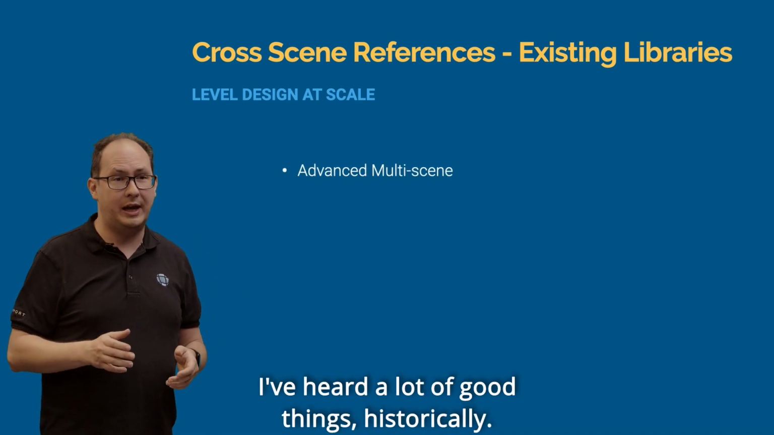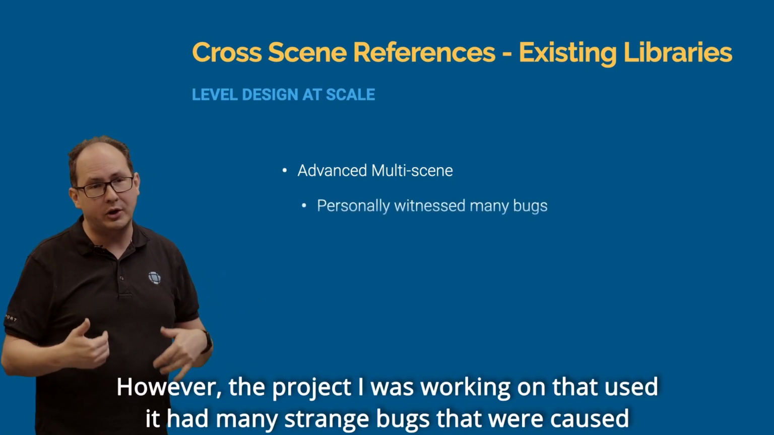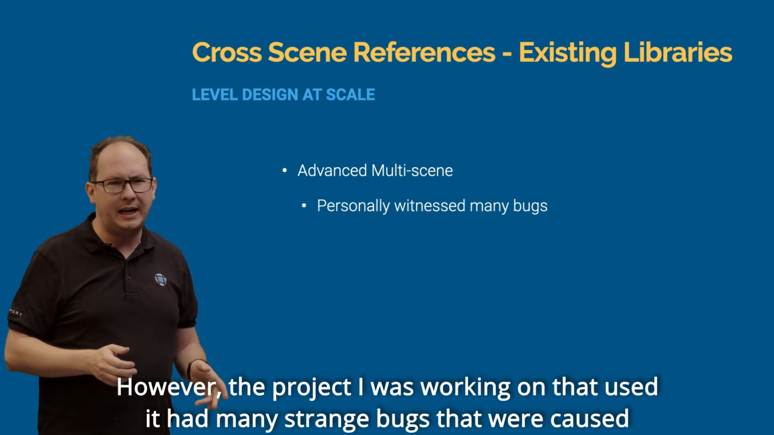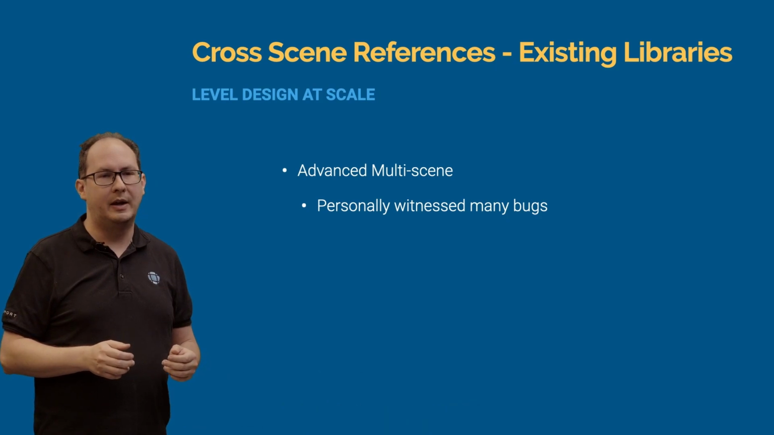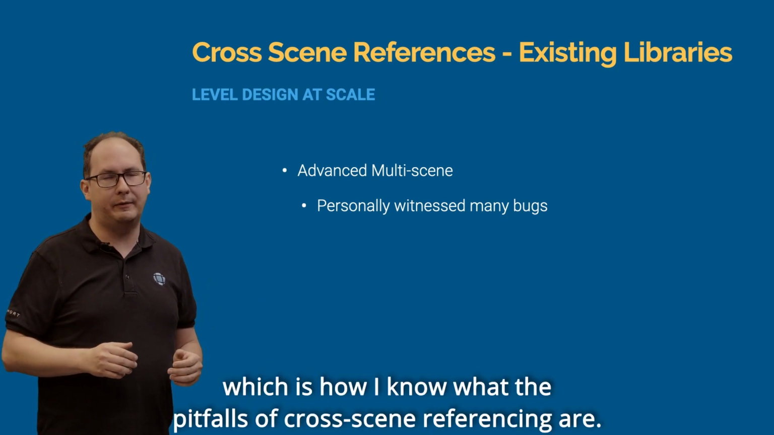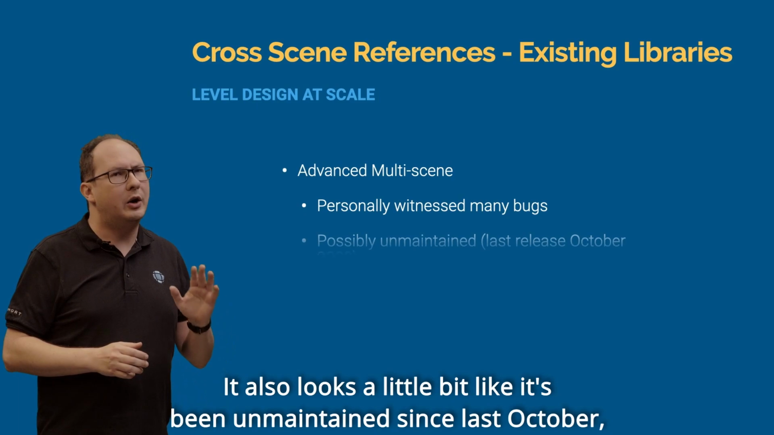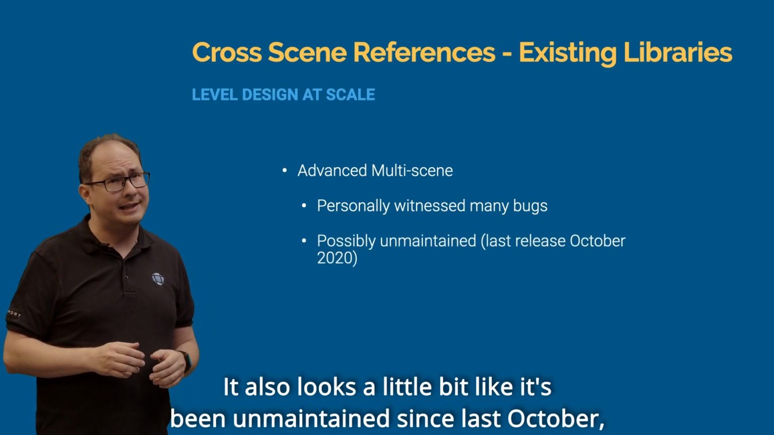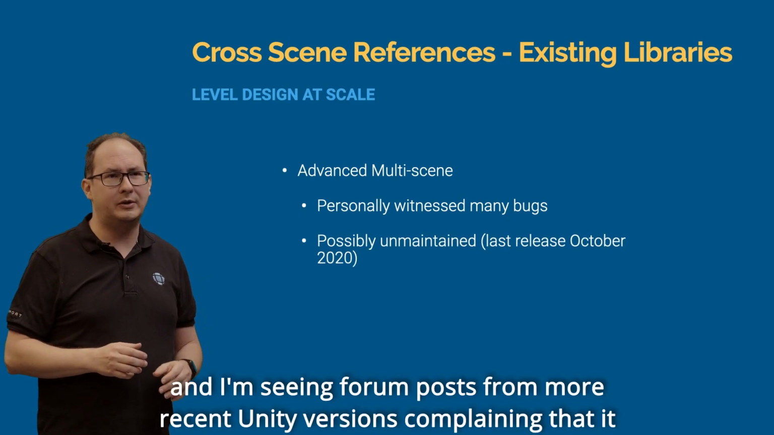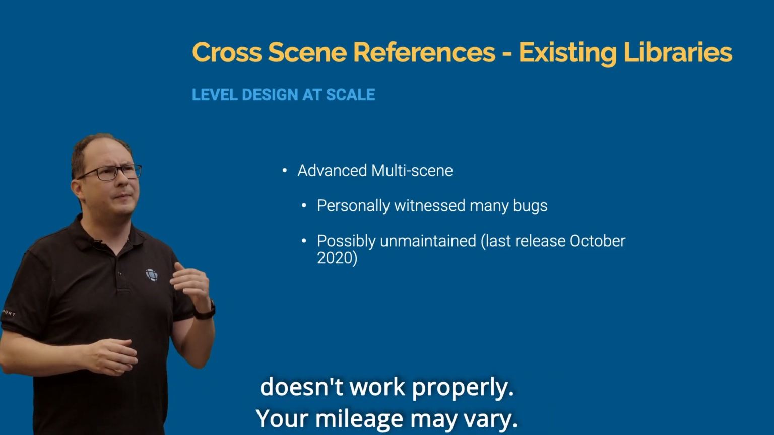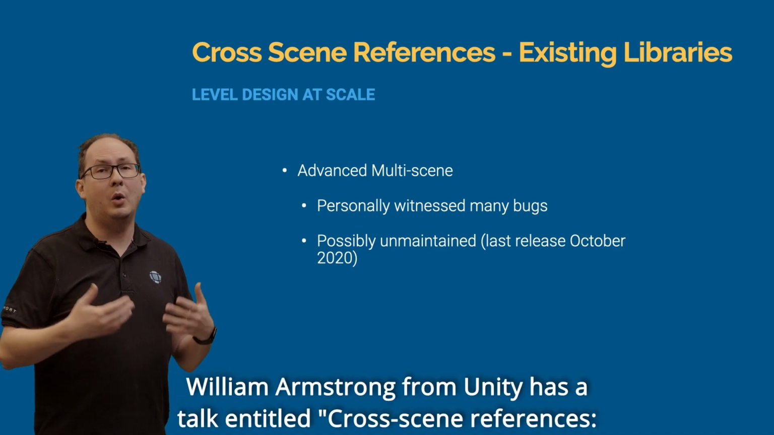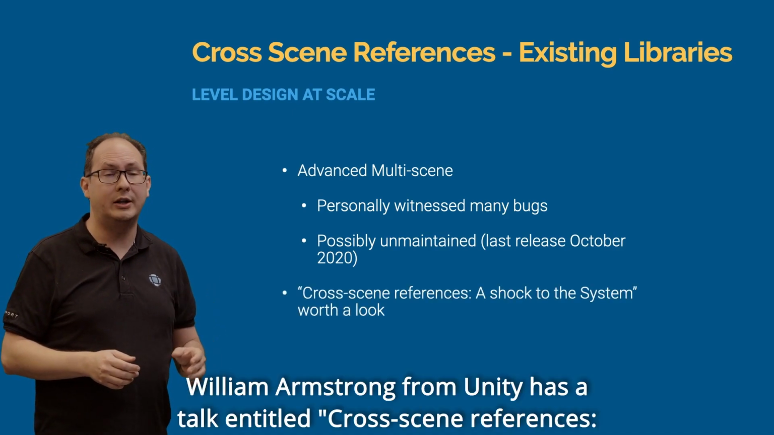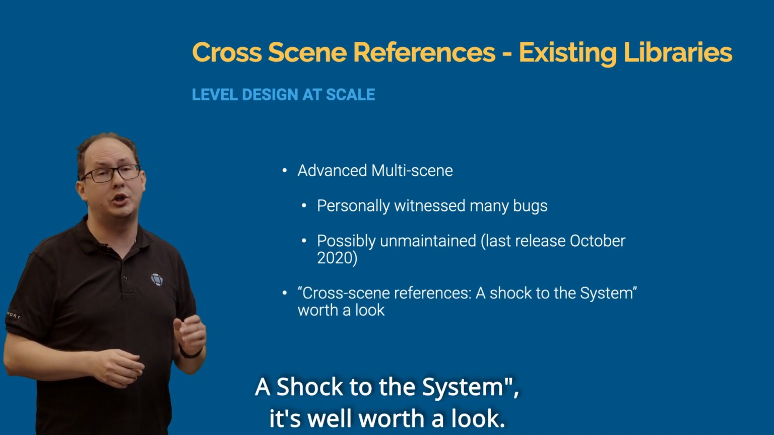I've heard a lot of good things, historically. However, the project I was working on that used it had many strange bugs that were caused by this system, which is how I know what the pitfalls of cross-scene referencing are. It also looks a little bit like it's been unmaintained since last October, and I'm seeing forum posts from more recent Unity versions complaining that it doesn't work properly. Your mileage may vary.